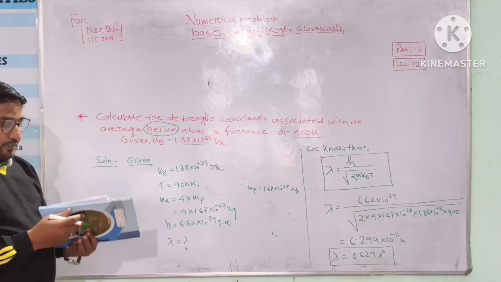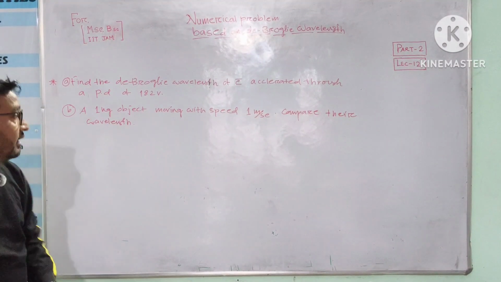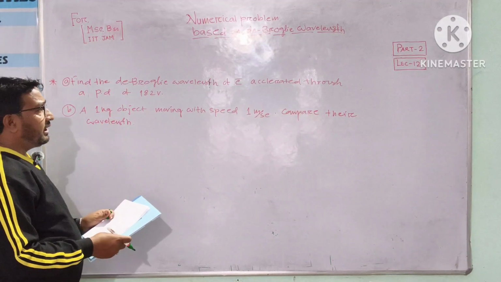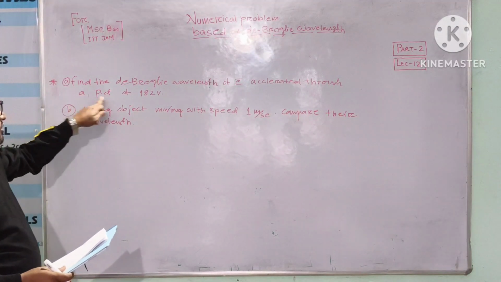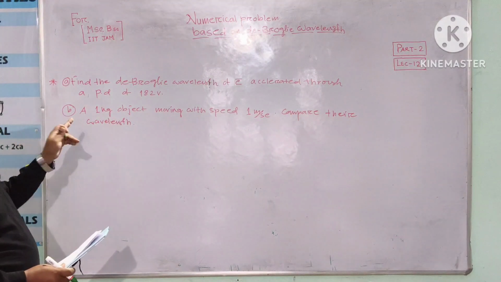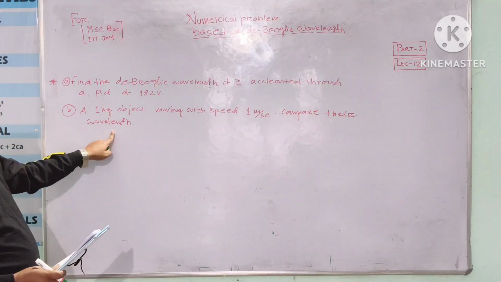Okay, our next problem is: find the de Broglie wavelength of an electron accelerated through a potential difference of 182 volt. And part B: a 1 kg object moving with speed 1 meter per second. Compare their wavelengths.